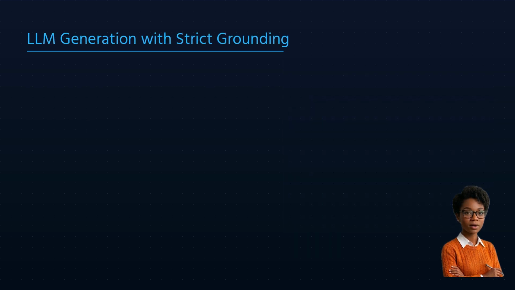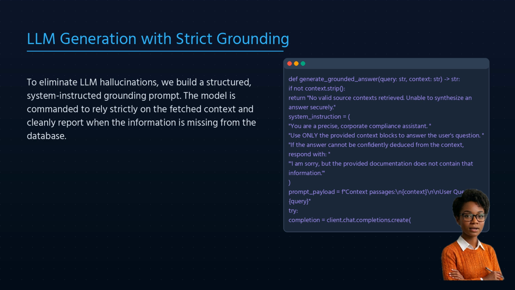Now for the final component, LLM reasoning and response generation. We design our generation routine with strict instructions. The system prompt commands the model to act as a focused assistant, relying exclusively on the provided context. If the answer isn't in the provided text, it must declare that it doesn't know, rather than making up answers.